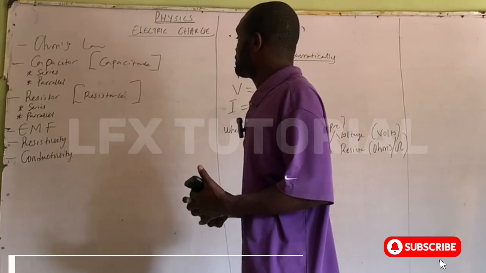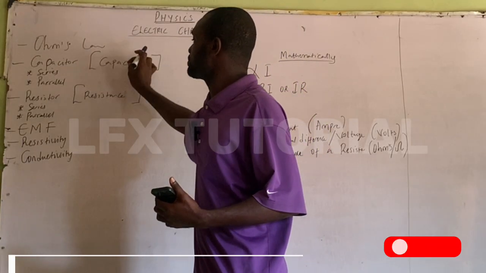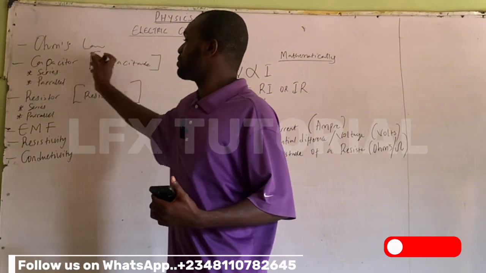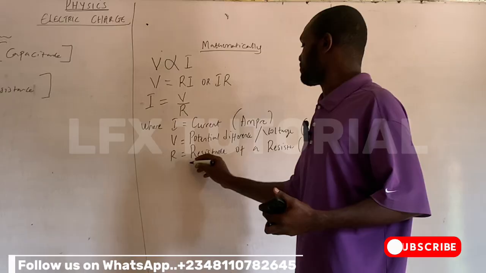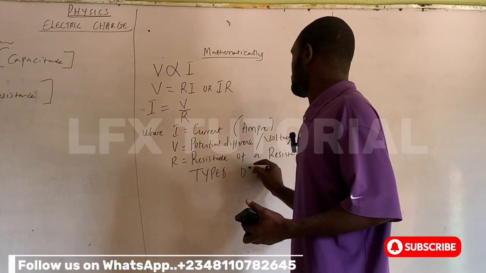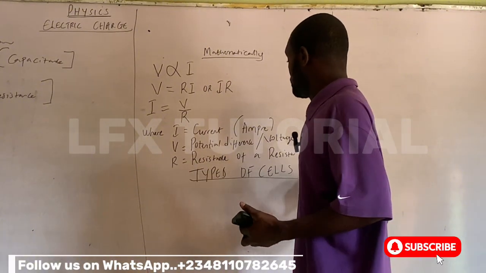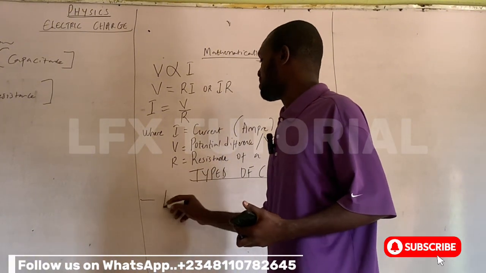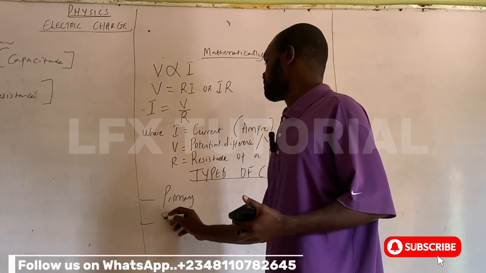Now, before we jump to the capacitor, splitting it in series and parallel, we have to know the types of cells we have. Number one, we have primary, and secondary.